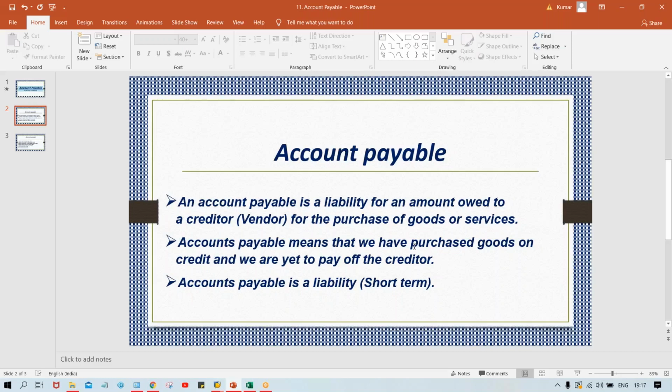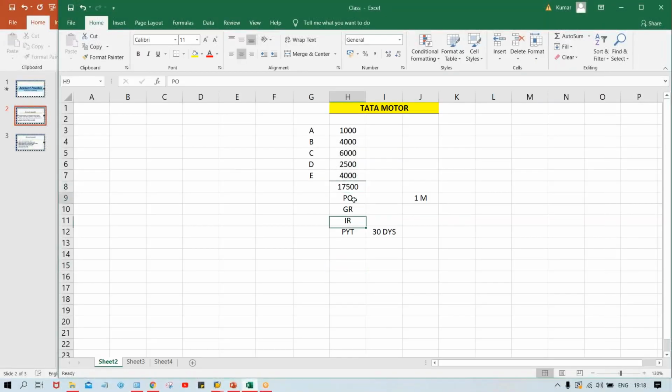Now in SAP, what is happening with accounts payable? As I told you, there is a certain process, a certain procedure, to procure the goods and so on. Altogether it is called the P2P process, procure to pay process. Starting from purchase order, goods received, invoice received, payment, that will be discussed later in FI integration. I'll explain it, but right now we are going through accounts payable.